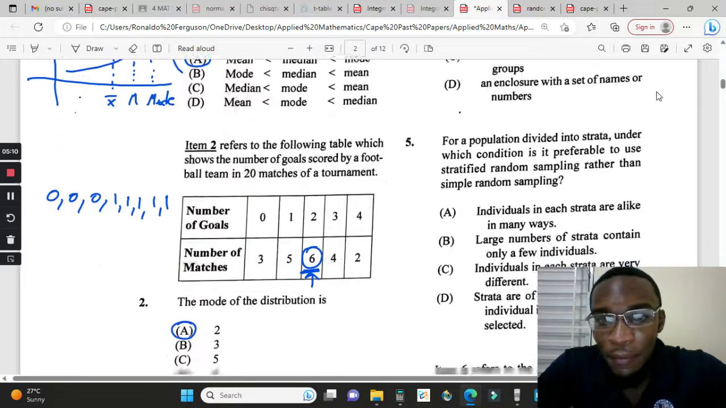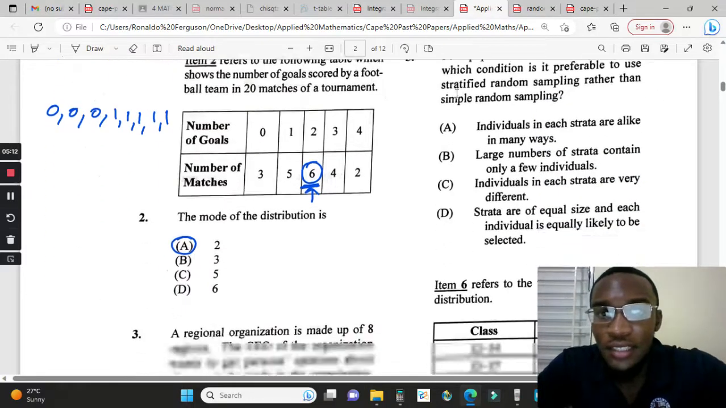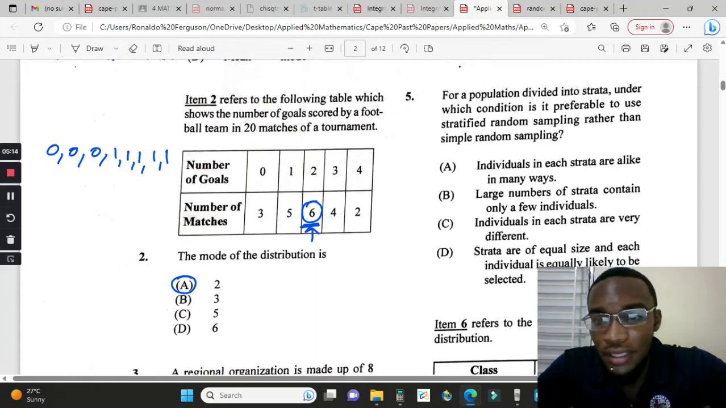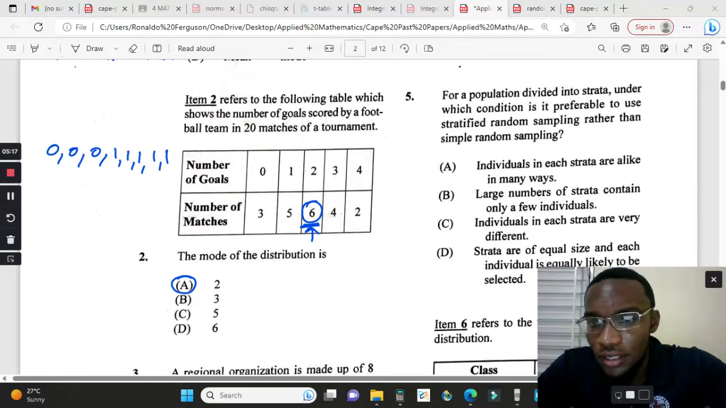Lovely. Number 5, it says for... All right, let me make myself smaller. Why am I so large?